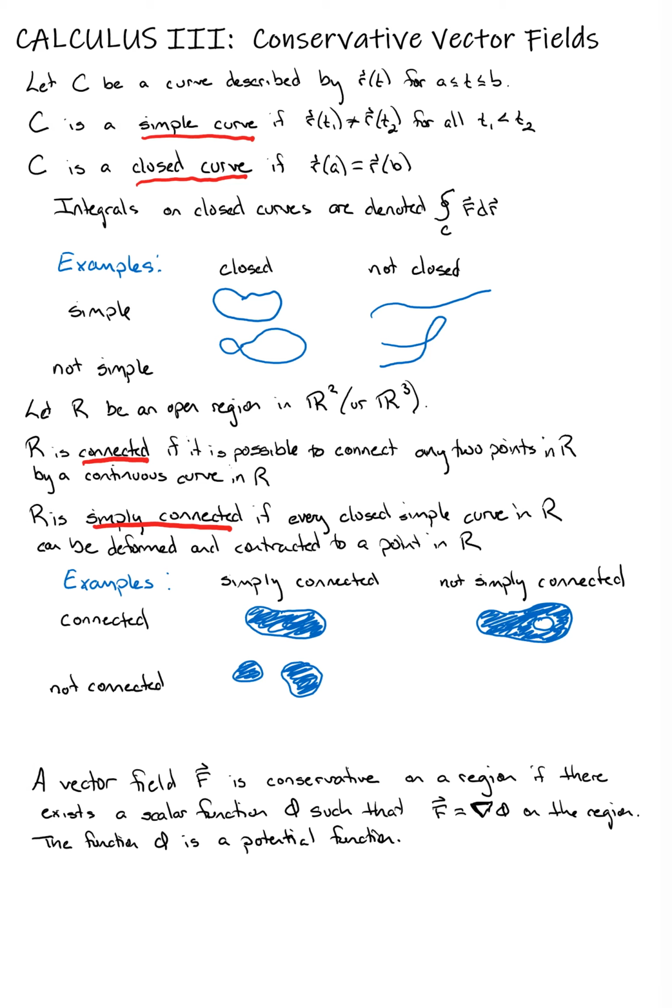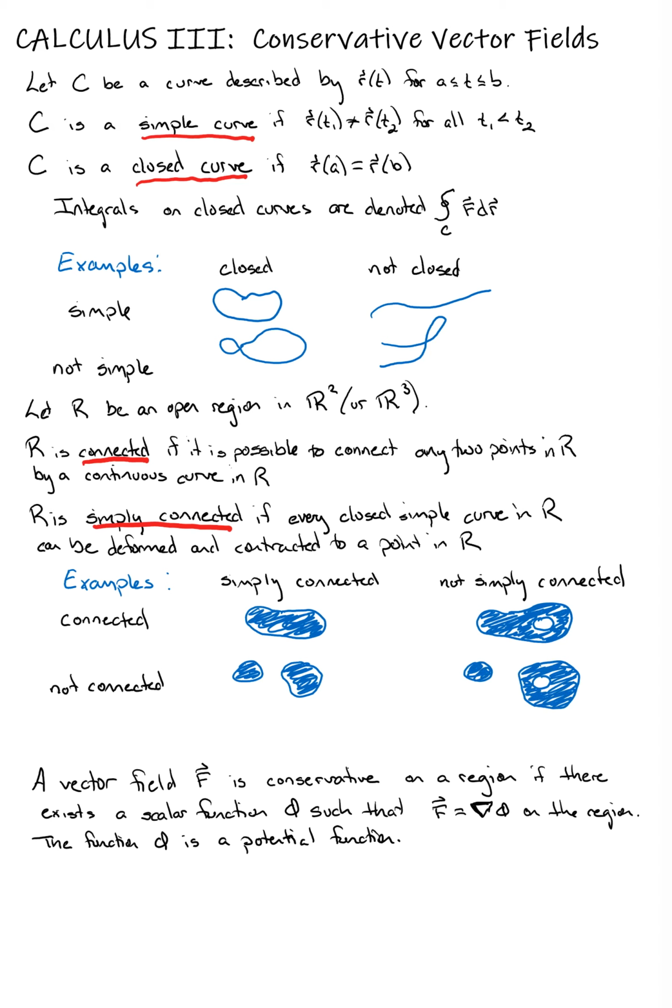All right, what if I want something that's not connected and it's also not simply connected? Well, then we would have perhaps a couple of blobs, but one of the blobs is not simply connected. So our region might look something like this. So that would be not connected and not simply connected.